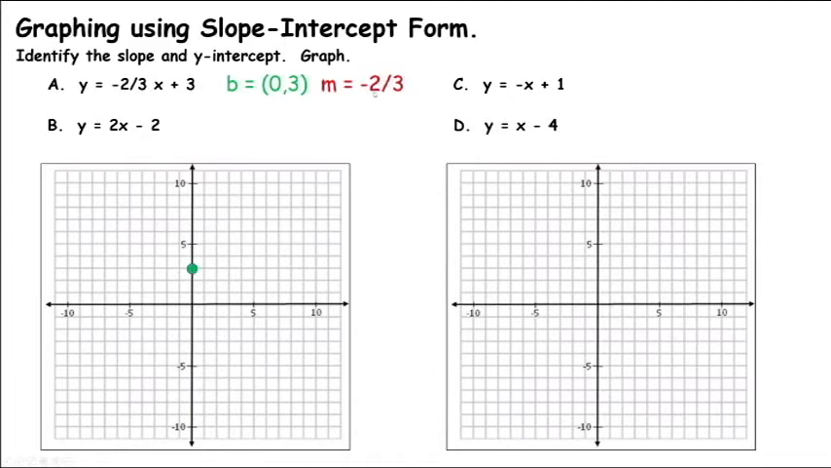That means I'm going to go down 2 every time I go to the right 3 spaces. Down 2, right 3, there's another dot. Down 2 more, right 3, there's another dot. Down 2 more, right 3, down 2 more, right 3.